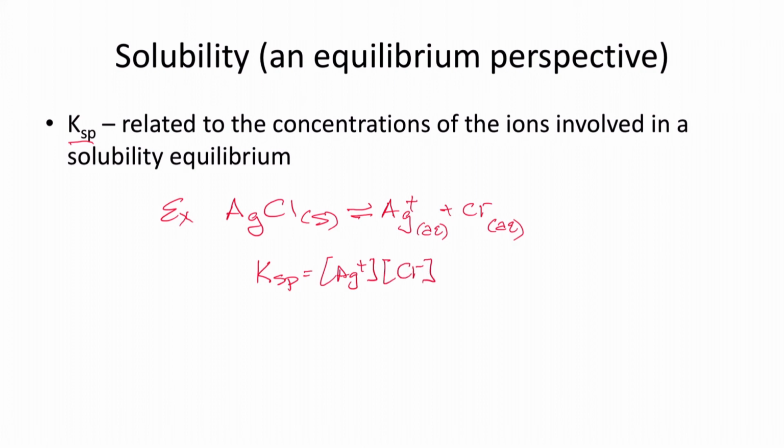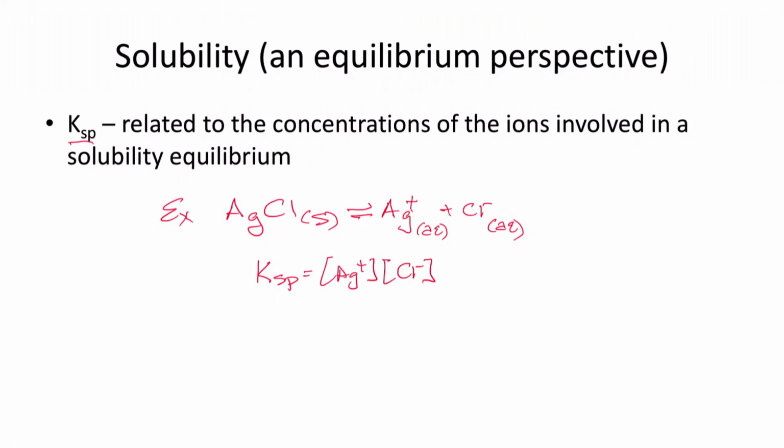Notice that all the coefficients here happen to be 1, so all the exponents happen to be 1, divided by the concentrations of the reactants. But in this case, the reactant is a pure solid, so I don't have anything to write, and it's just going to be 1. This is why it's called solubility product. It only really includes the products in there. So KSP is going to be the concentration of Ag+ times the concentration of Cl-.